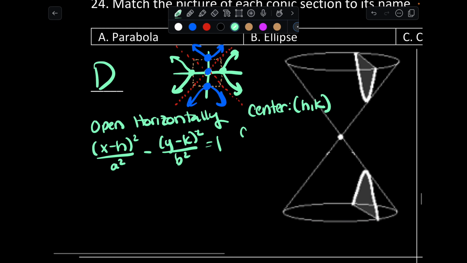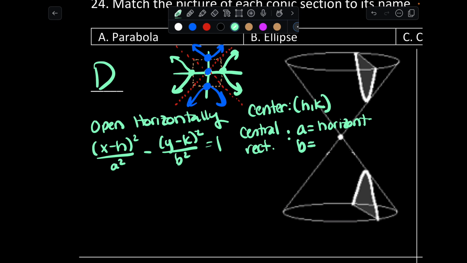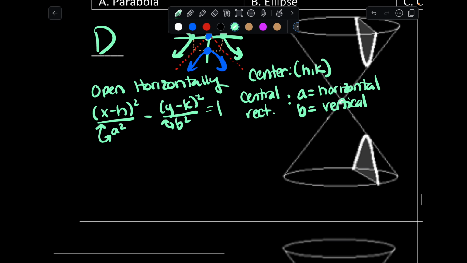Now your central rectangle, that is going to be formed using a and b. And if you notice in the expression, the a is squared and the b is squared. Your a is going to be the horizontal distance from the center. Your b will be the vertical distance from the center. And depending on what type of video you watch, they might switch them. But in this course, I always align a with x, and then I always align b with y. So that way b is always vertical and a is always horizontal.